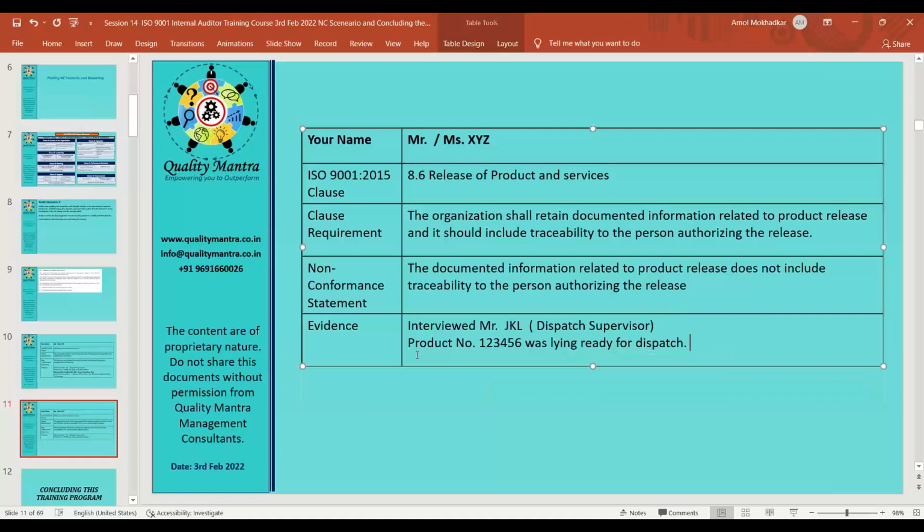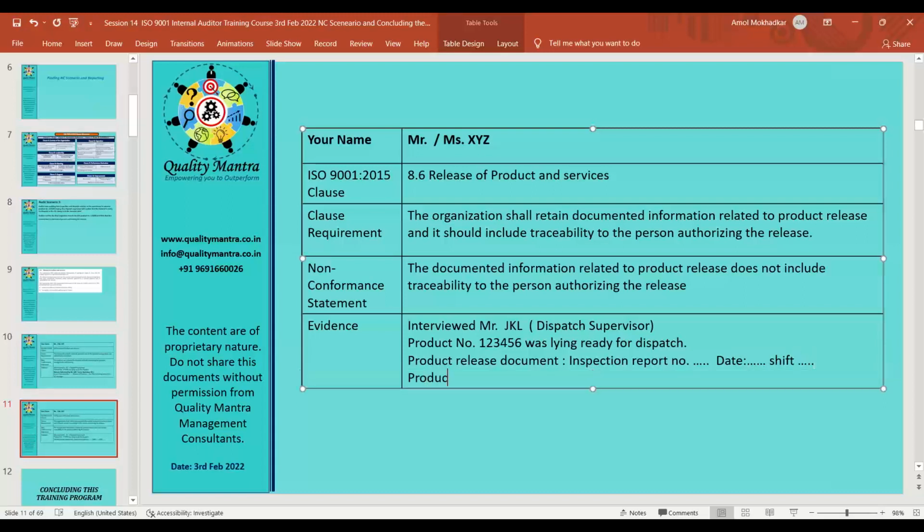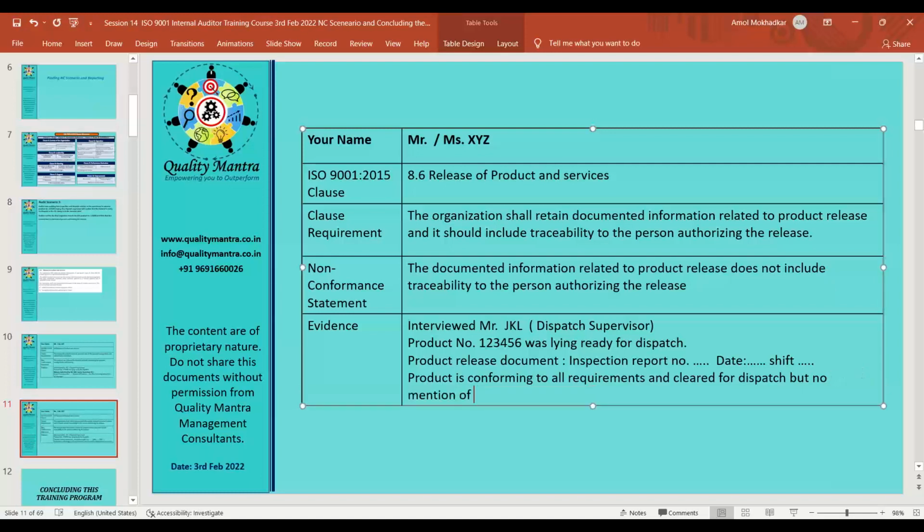आपको वो डॉक्यूमेंट रिलीज का जो है, या जो आपका प्रोडक्ट रिलीज का डॉक्यूमेंट है, दैट इज इंस्पेक्शन रिपोर्ट है, जो भी होगा आपका, है ना, इंस्पेक्शन रिपोर्ट नंबर सो एंड सो, डेट सो एंड सो, शिफ्ट सो एंड सो, प्रोडक्ट is conforming to all requirements and cleared for dispatch, but no mention of person authorizing it. That is the evidence.